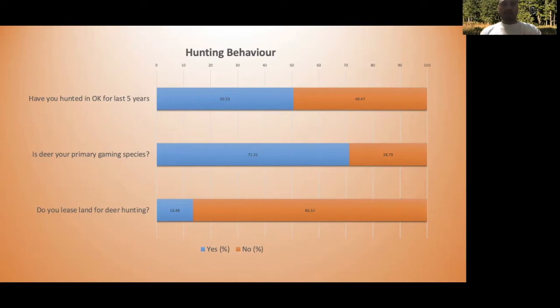And we asked if they lease land for deer hunting. Only about 13.5% of the respondents have rented land for hunting purposes. This shows that even though Oklahomans are enthusiastic about hunting, deer hunting, and hunting culture overall, leasing land for hunting is not quite often practiced.